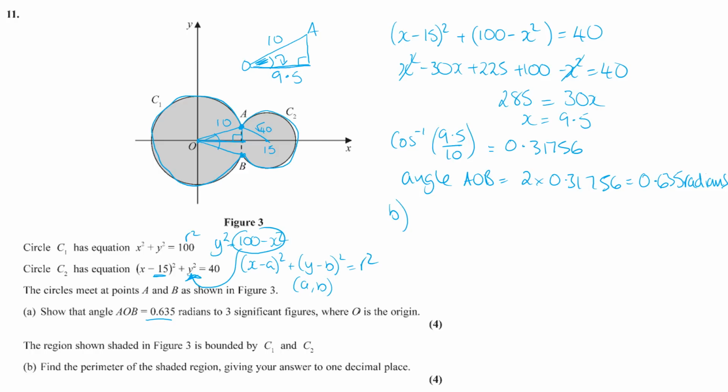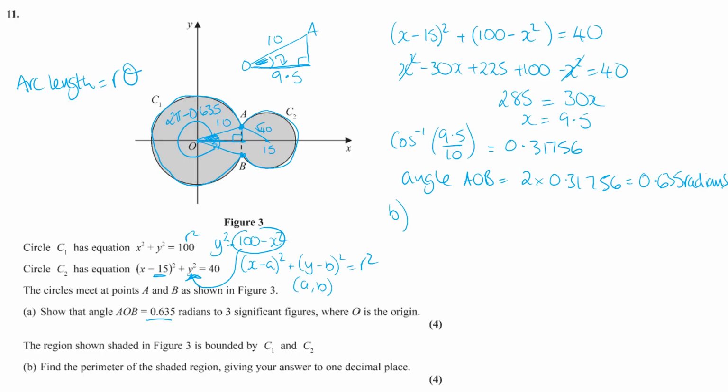Now we've just found that the angle here is 0.635 radians. So arc length, when you're in radians, is equal to r theta, and the theta that gives that arc length the size is this angle here. Now all the way around is 360, but in radians that's 2 pi, and if we take off the 0.635 radians, all we need to do is that angle and then times it by r, which is 10.